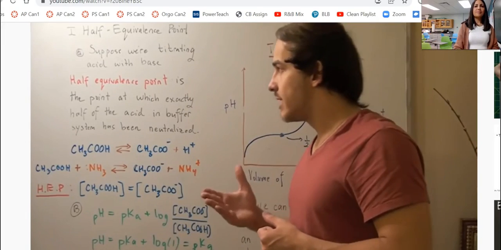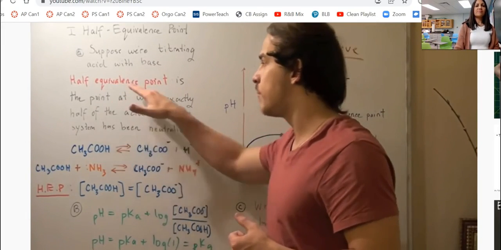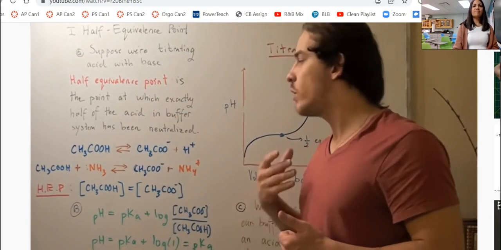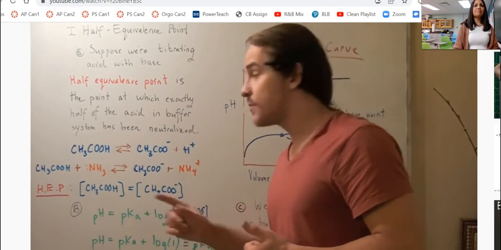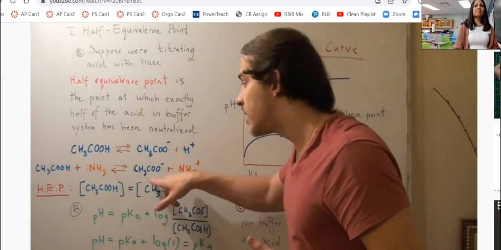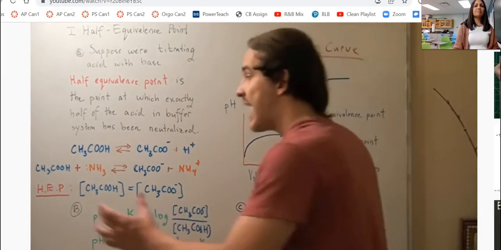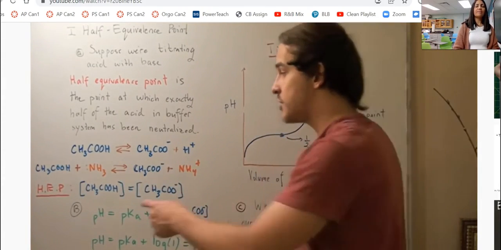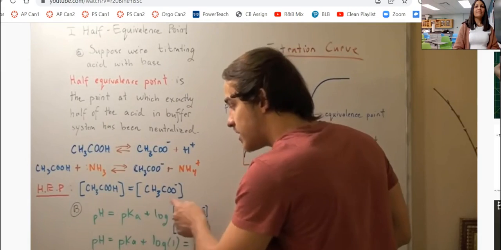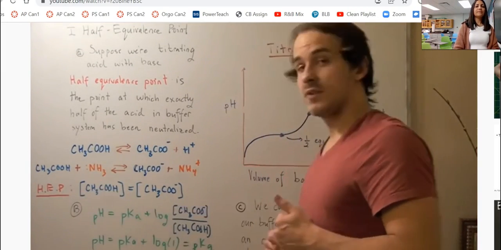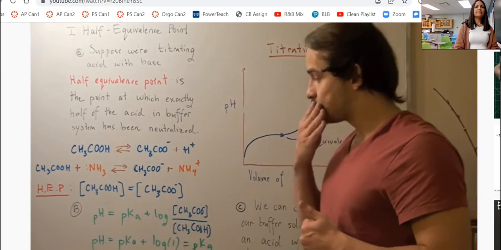So that means we can define the half equivalence point in another way. The half equivalence point is the point at which the concentration of the conjugate acid equals the concentration of the conjugate base, because half of this is now this. So the concentration of this guy equals this guy. Well, why is this definition important? Well, we'll see why in a second.